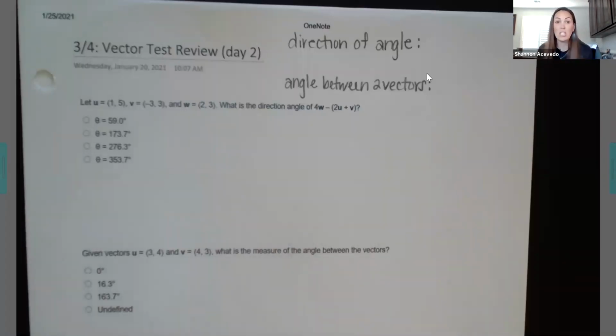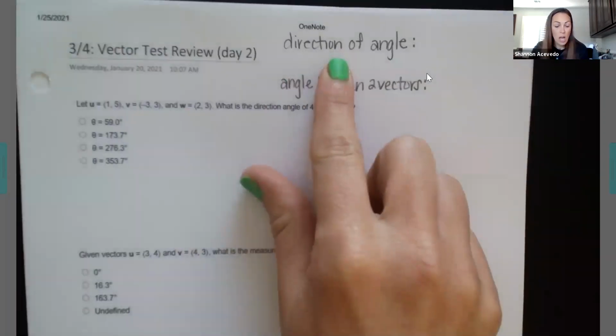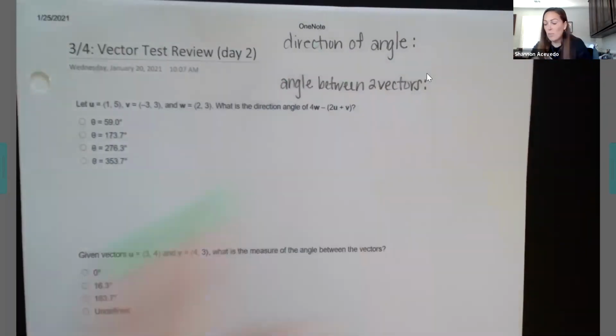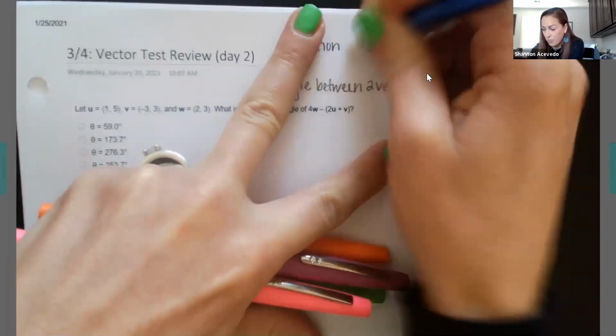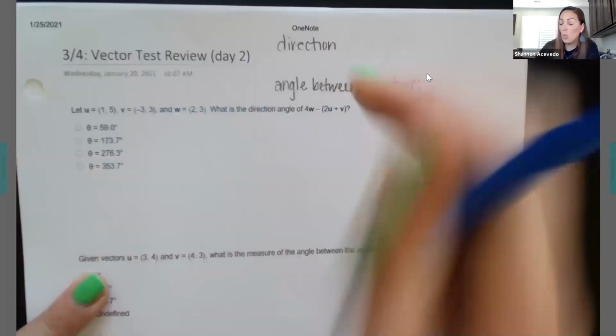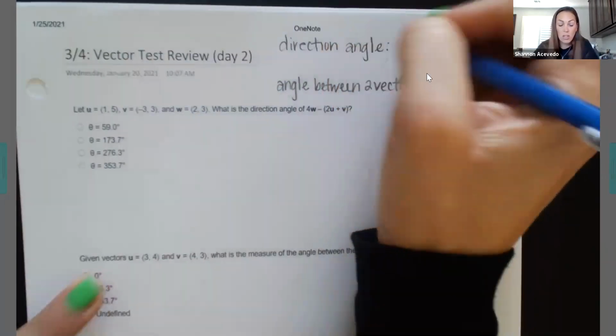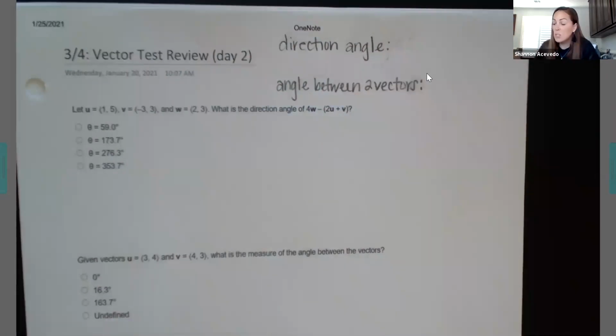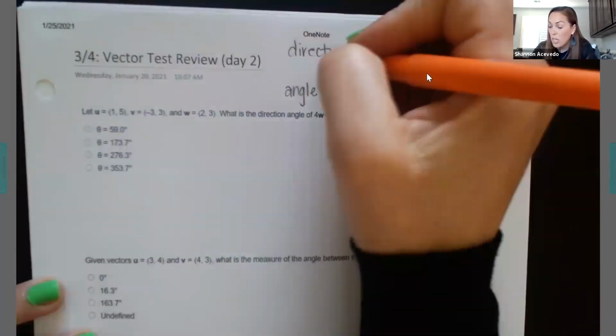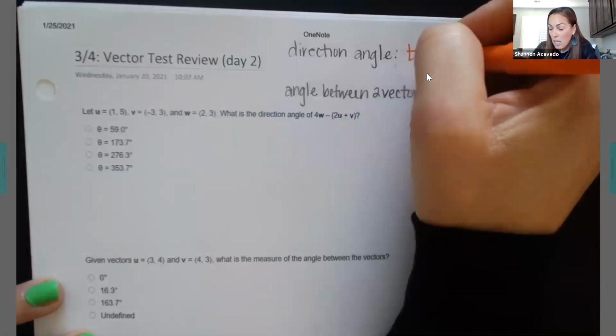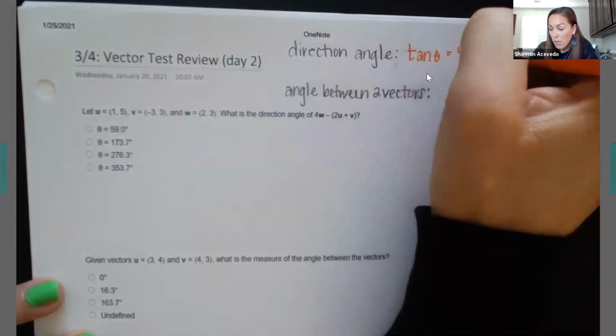Before I get started on working out some problems, I wanted to point out something I know a few people have been struggling with: when do you use what formula? I want to point out the difference when we talk about the direction angle. That's talking about the direction of the vector. And when they use direction angle, that's when we use the formula tangent of theta is equal to y over x.